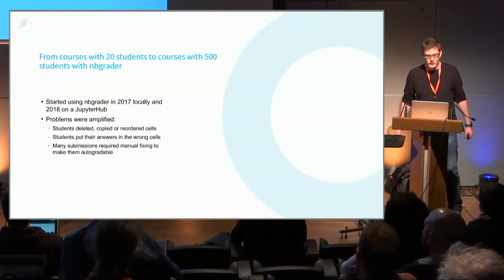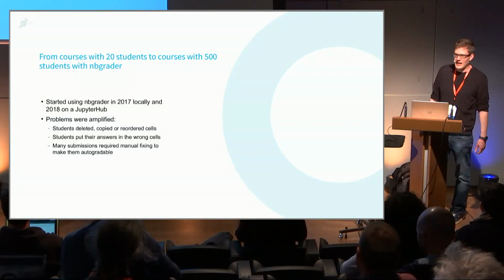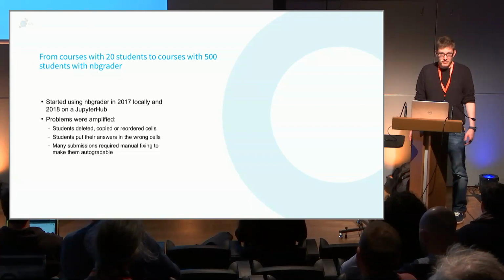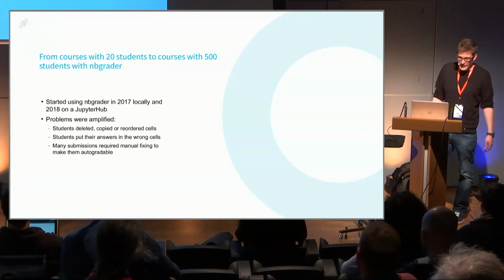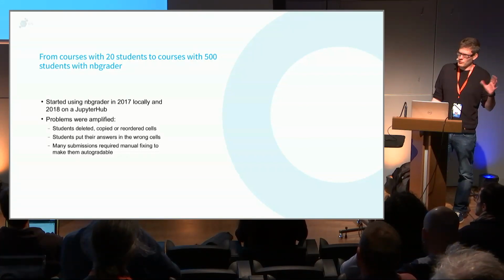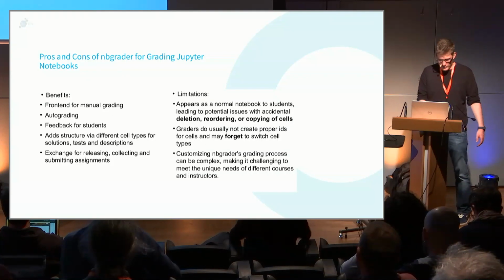Students just deleted cells, copied cells, reordered cells. They put their answers, well, anywhere really. They sent us thousands of emails. And out of the 300 submissions, we basically had to fix 10 to 30 every week, which was of course not feasible.